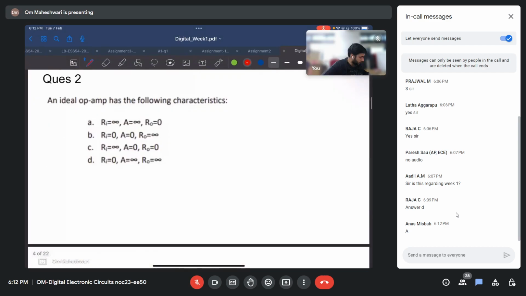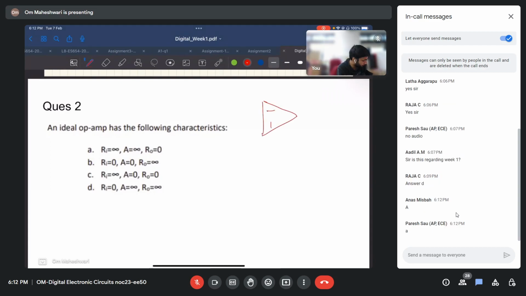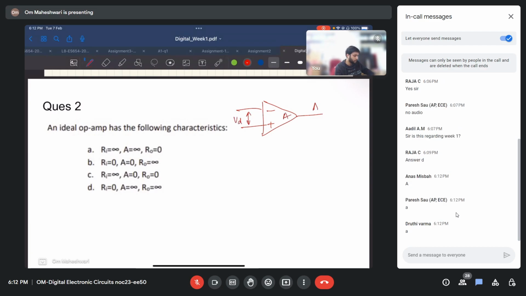Okay. Let us go towards the next question. An ideal op-amp has the following characteristics. Good question. So what is an op-amp? An op-amp is a circuit where if you give some input VD, it amplifies it by A times VD, right? If this is plus minus VD.